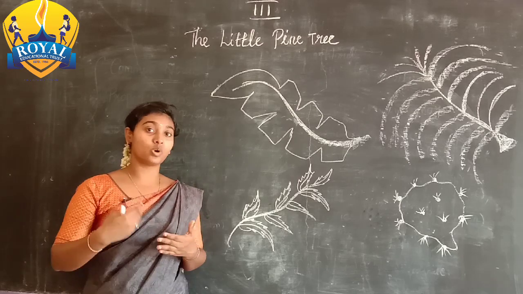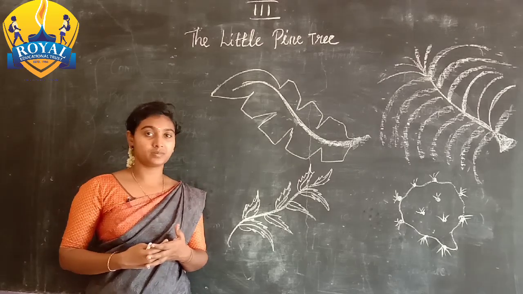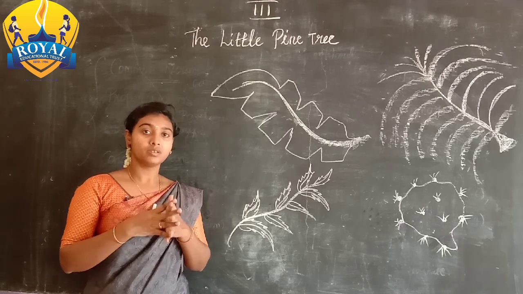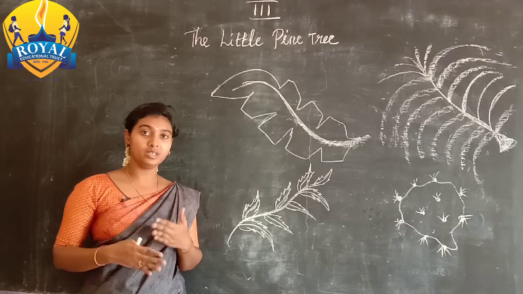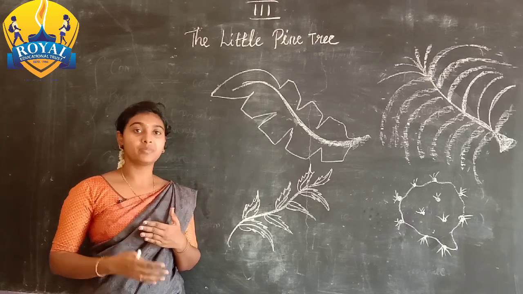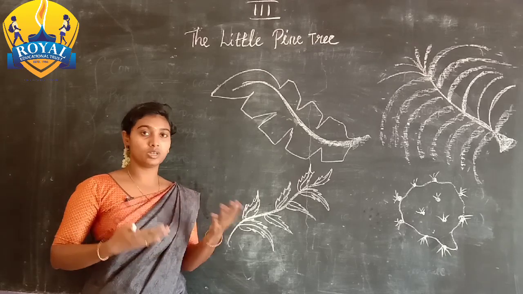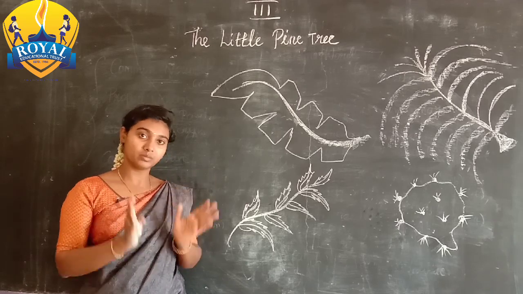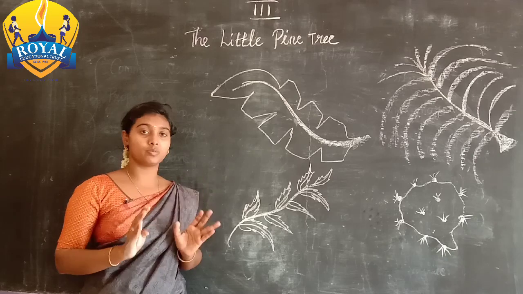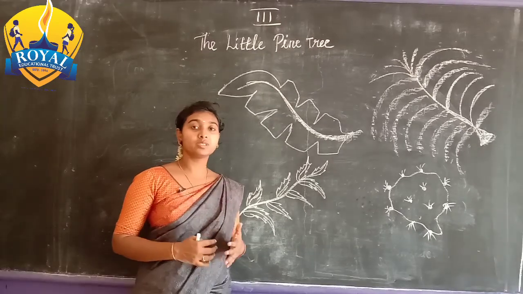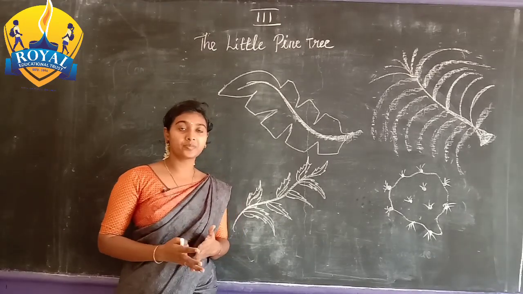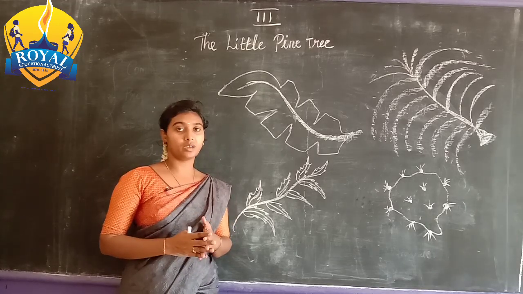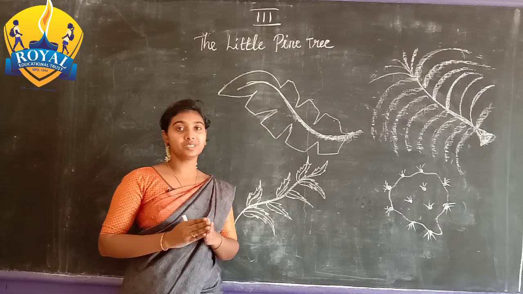From this, what do we understand? If God gives us a gift, if we are looking like what we are, then from this what you understand is: be happy with what you are. This is the moral of the story.